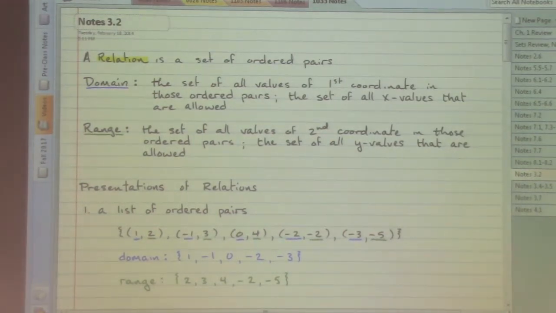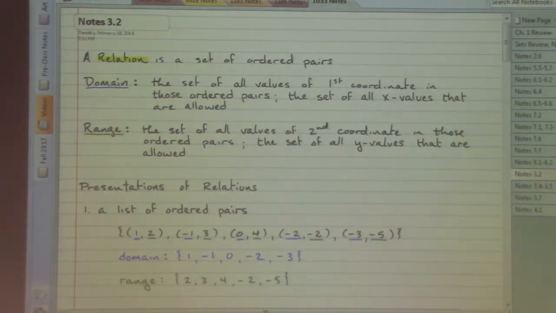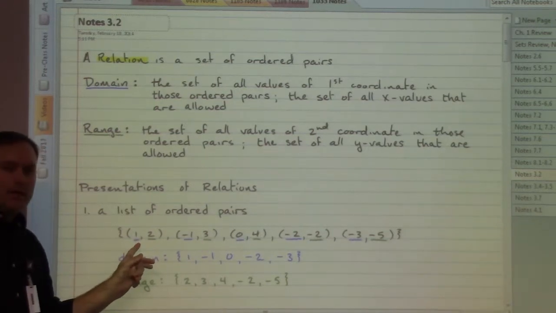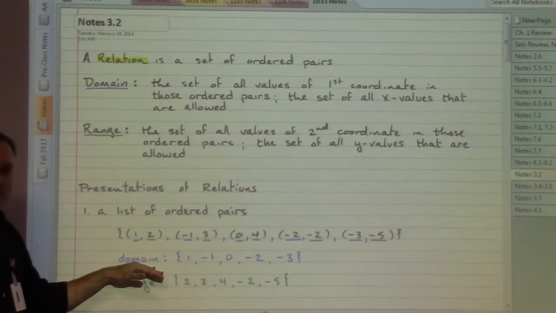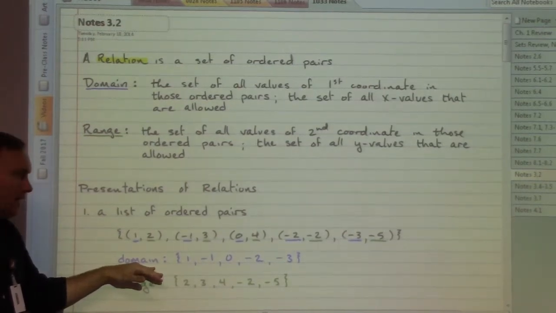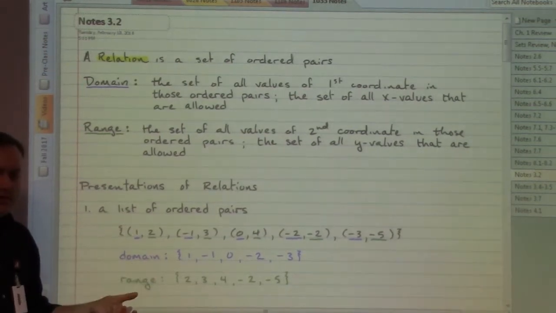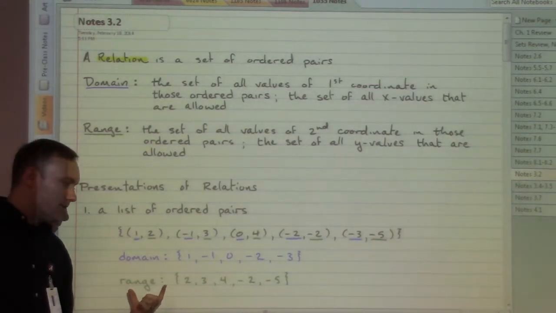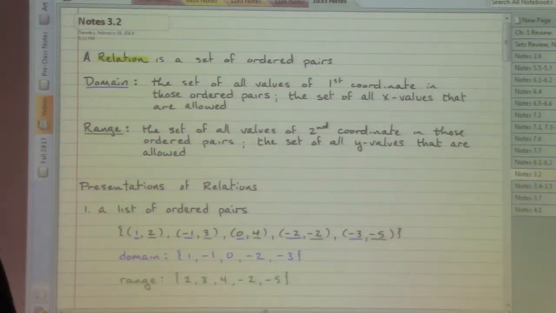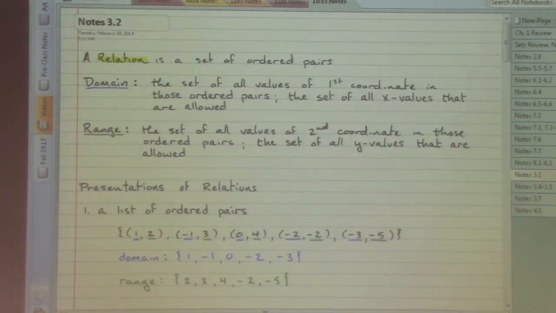And so literally, if they were going to give us some sort of relationship, they could list out the pairs, which would mean that the first number in each pair, which has been underlined in blue, would correspond to my domain. So I would want to go ahead and collect all of those numbers together into a set. The second numbers in each of those pairs would correspond to the range, so I would collect all those numbers together for my range. That's one way of presenting things.